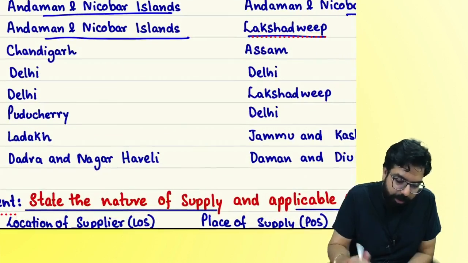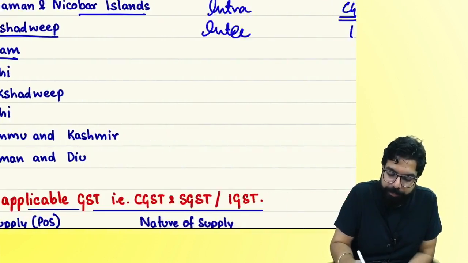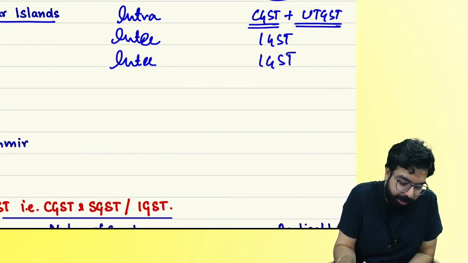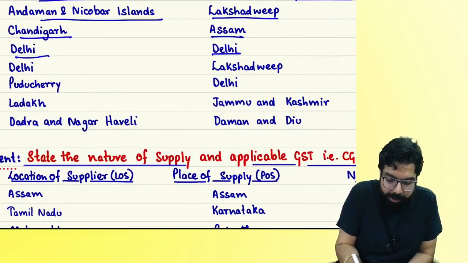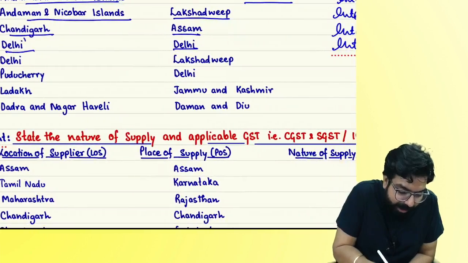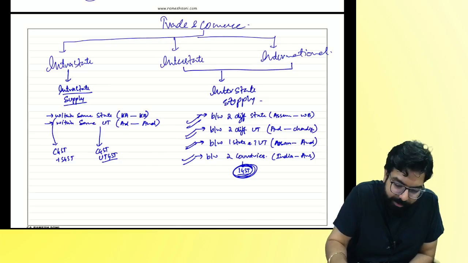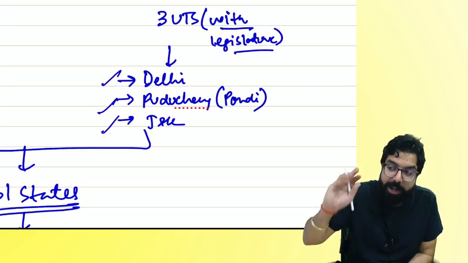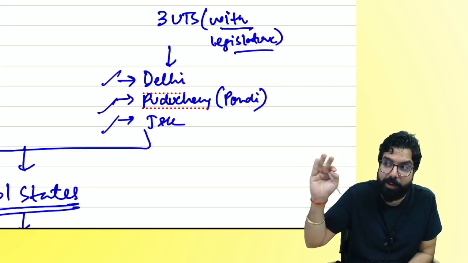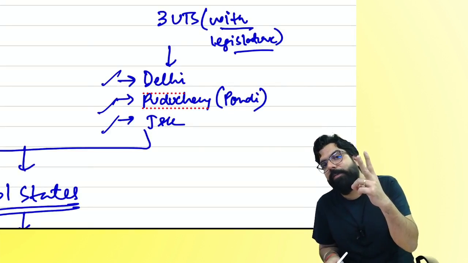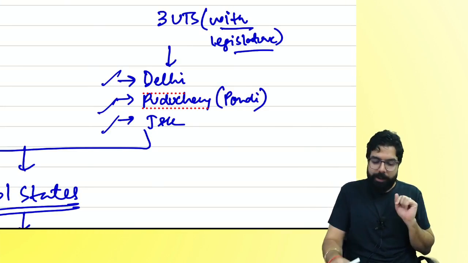Okay. Chandigarh to Assam. Intra or inter? What will you charge? Okay. Delhi to Delhi. Intra or inter? Now, is Delhi a state or a union territory? Where did I tell you? Delhi, Puducherry and Jammu and Kashmir are states, because UTs with legislature are always treated as states, and in a state transaction we always charge CGST and SGST. Everyone got it?